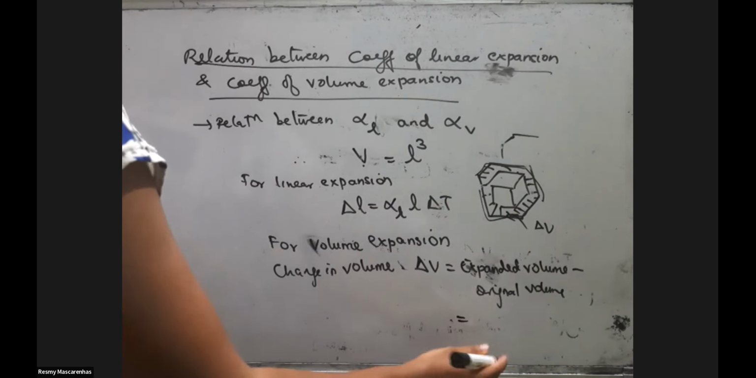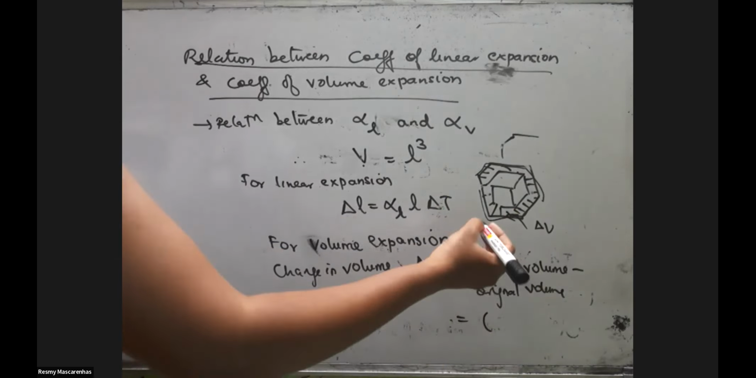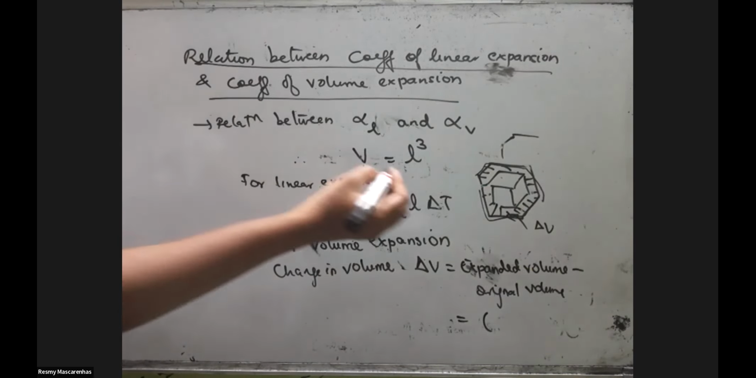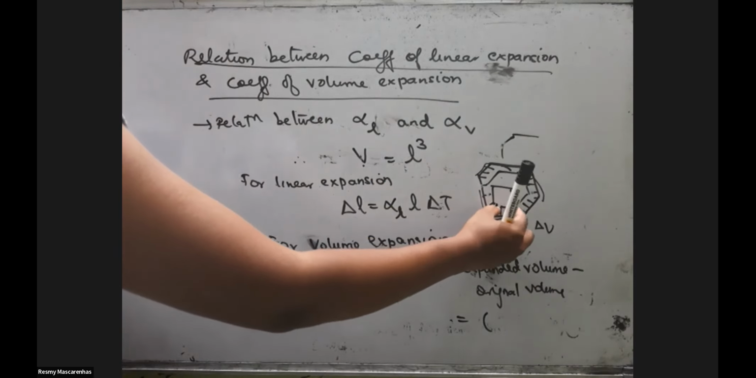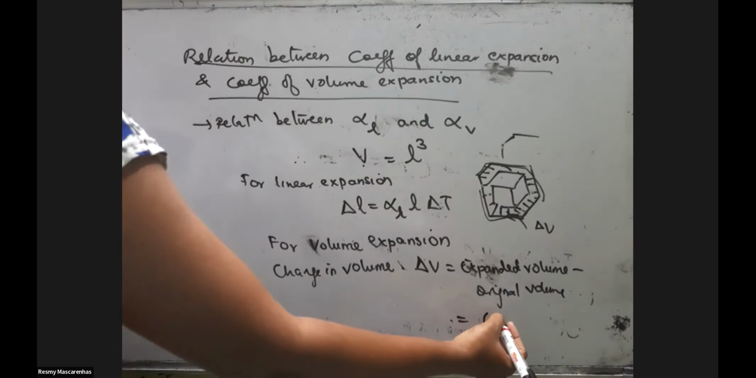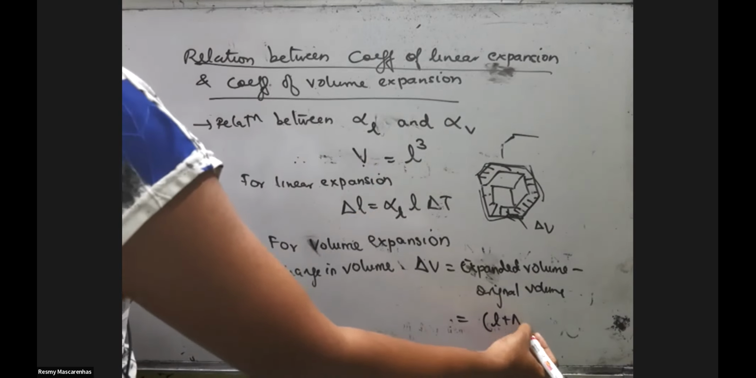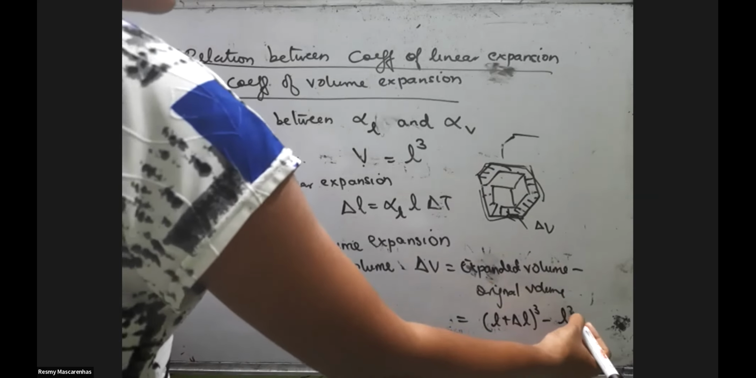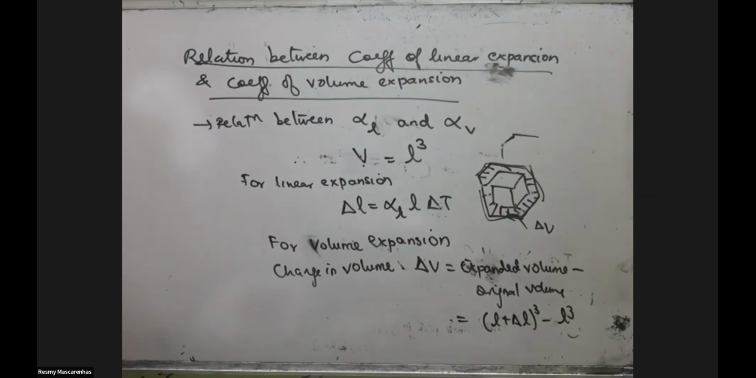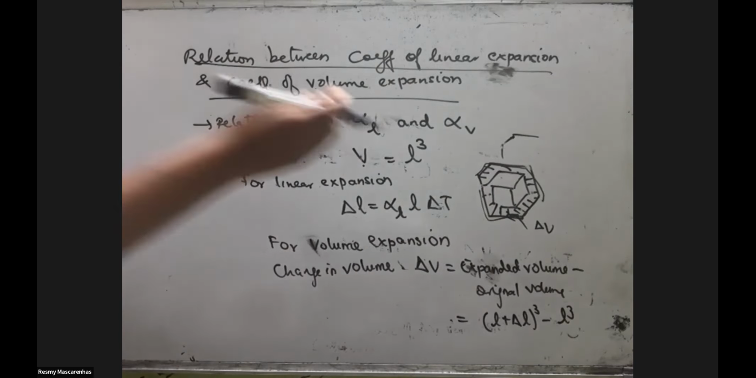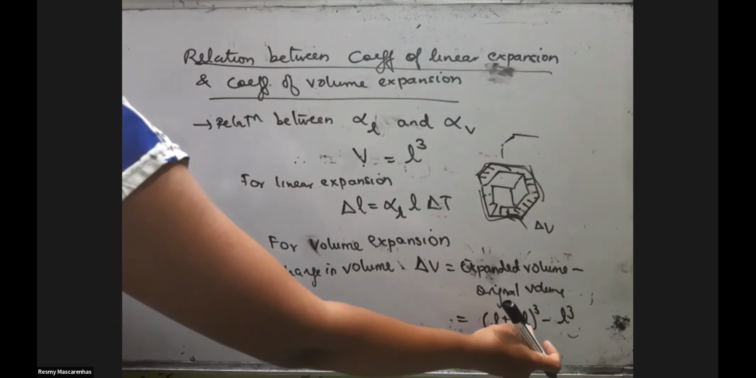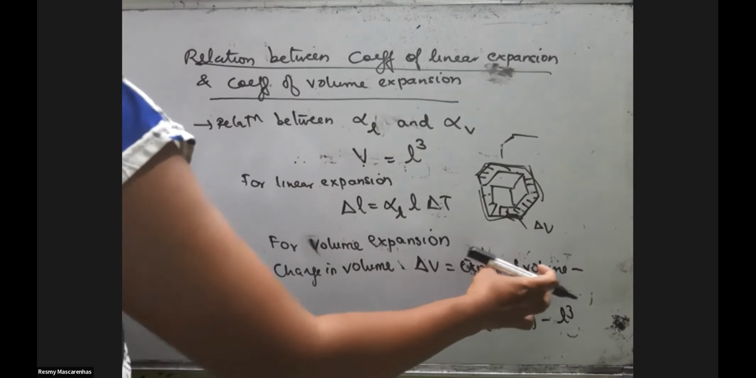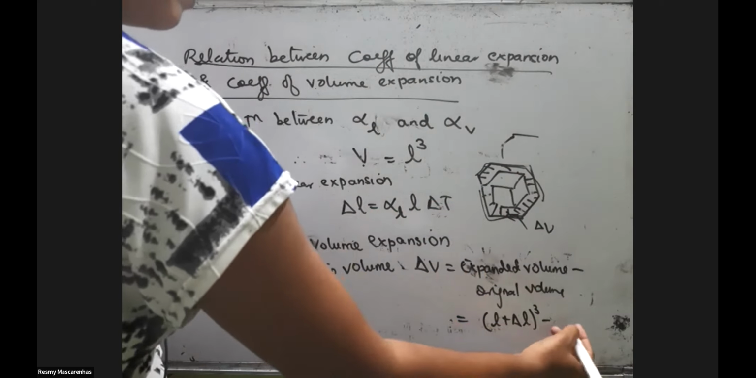Obviously, length must have increased by delta L. If this was the original length, the new length must be L plus delta L, so that must be the final volume. And original volume was L cube. After heating, every length must have increased by delta L. So that is the expanded volume, and this is your original volume.